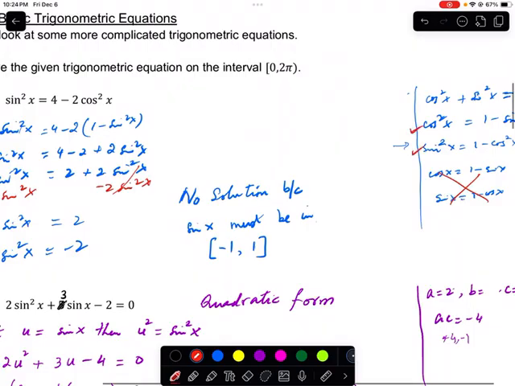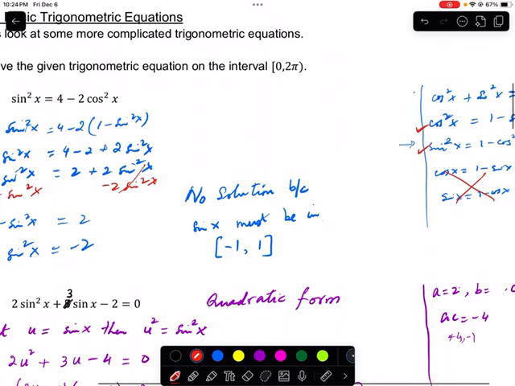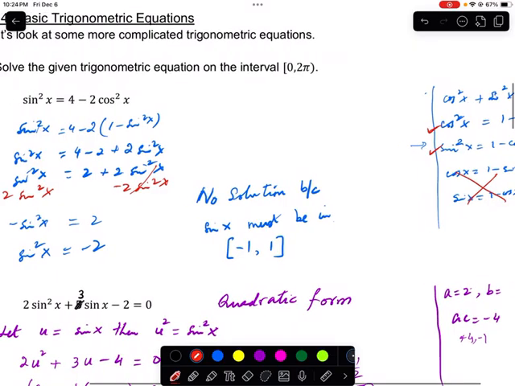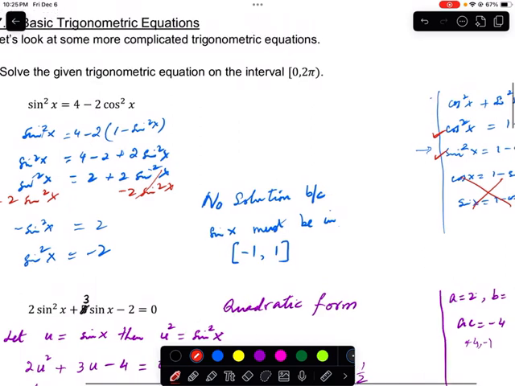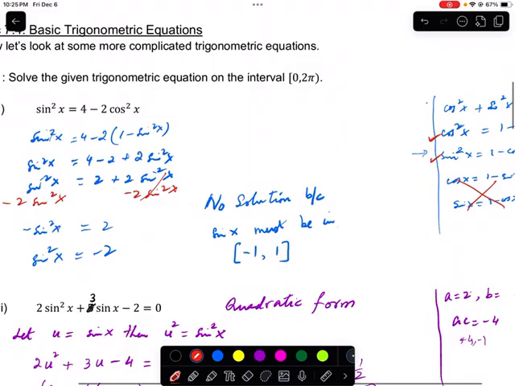That depends upon you. I chose the one where I replace the cosine square x by 1 minus sine square x, and I did my algebra, distributed the 2, combined the like terms. So I have now 2 sine square x plus 2 on the right side, and on the left side I have just 1 sine square x term. I want to bring them on the same side, so subtract 2 sine square x from both sides. It cancels from here. We are left with negative sine square x is equal to 2, or sine square x is equal to negative 2.